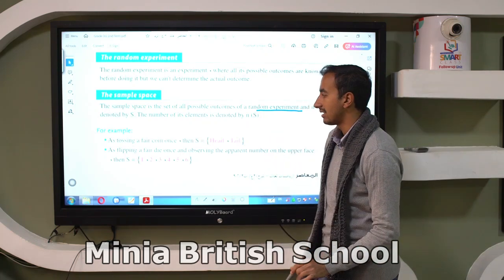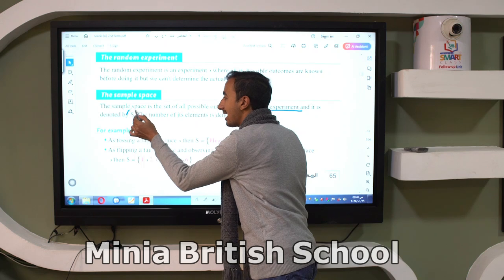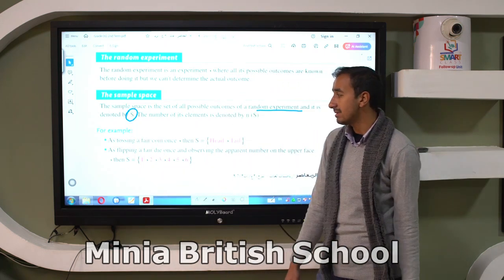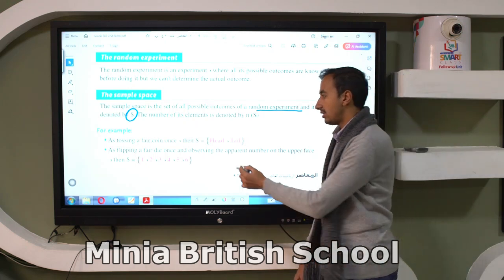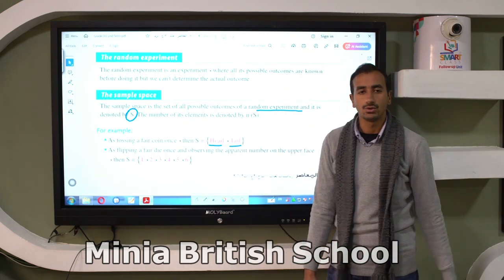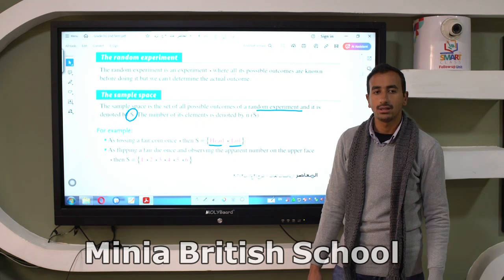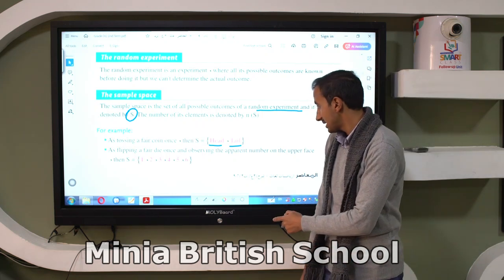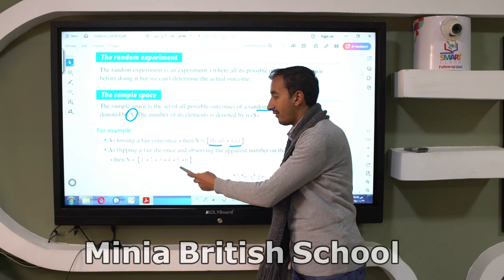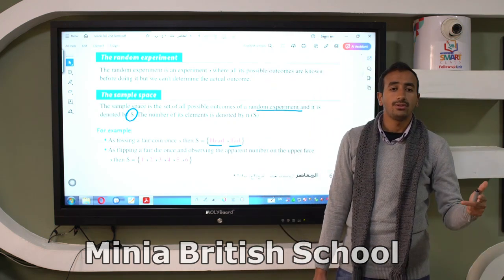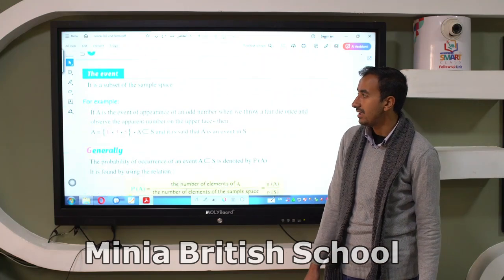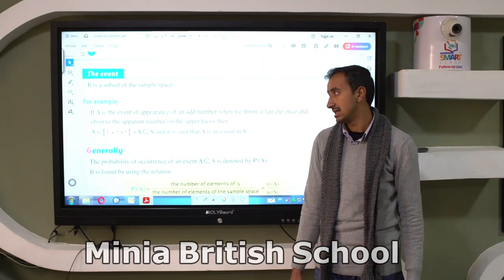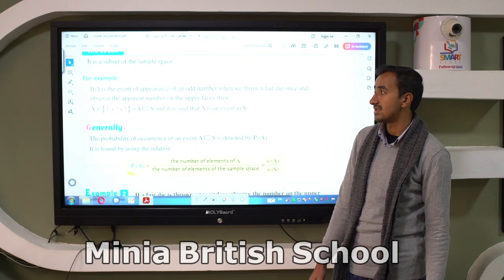I can write the sample space by S. What is the sample space for tossing a coin? Head or tail. You can write S equals head, tail. And what is the sample space for a die? 1, 2, 3, 4, 5, 6. An event is a subset of the sample space.